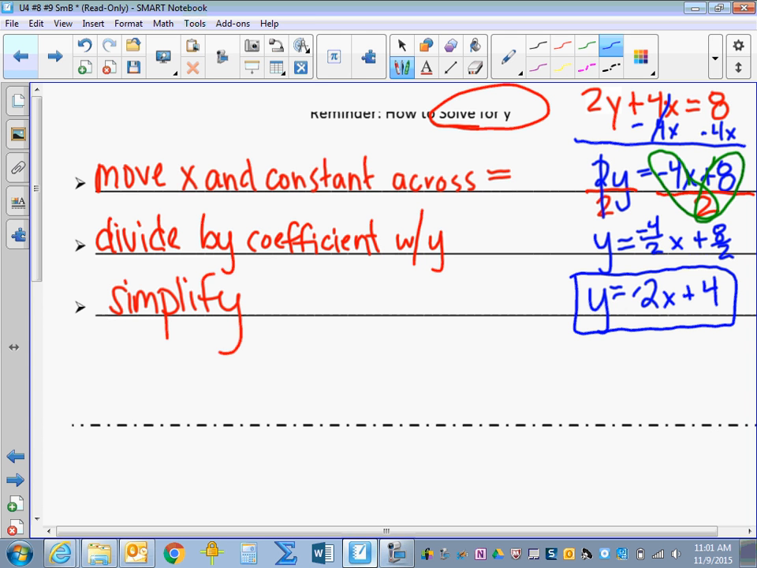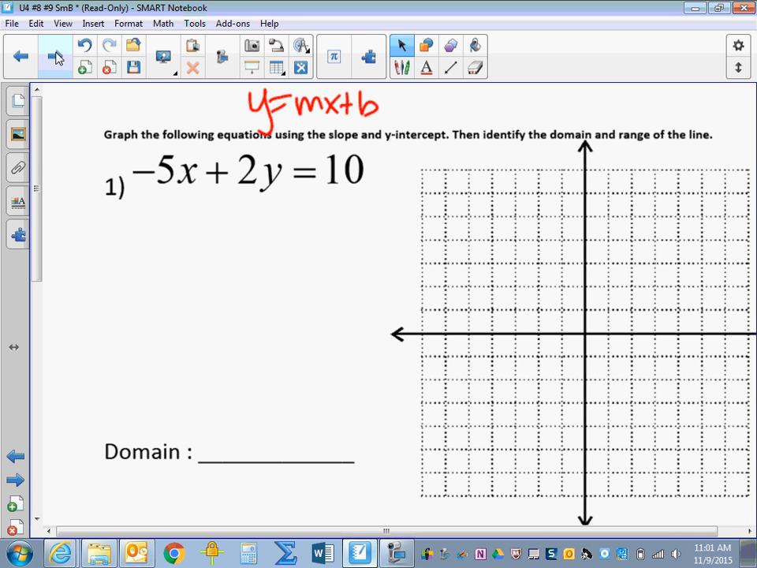You got skim, 1%. All right, so y equals negative 2x plus 4. This would be my y equals mx plus b form. What would be my y-intercept for this equation? 4. What would be my slope? Negative 2. Good. So that's what we have to do, is first get y by itself, and then I can graph it. All right, so let's take a look at number 1.